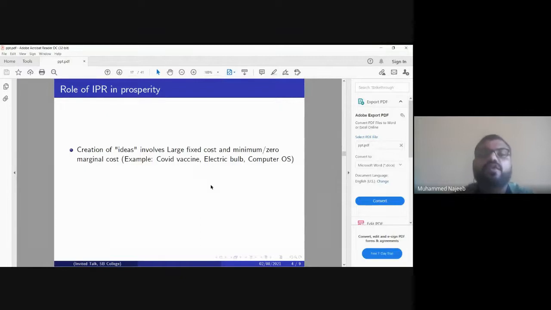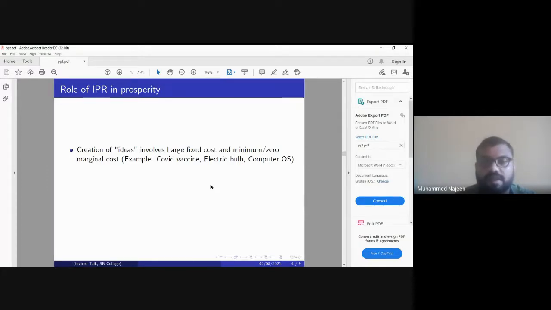Further, the creation of ideas involves a large fixed cost and minimal or zero marginal cost. Think about a computer operating system. I'm using the Windows operating system. Creating the first copy of Windows takes a lot of time, effort and financial resources, with many hands behind the creation of that first copy. However, once it is created, we can take a copy with a CD. We can just put a CD in a computer and copy it. So the marginal cost is very minimal.